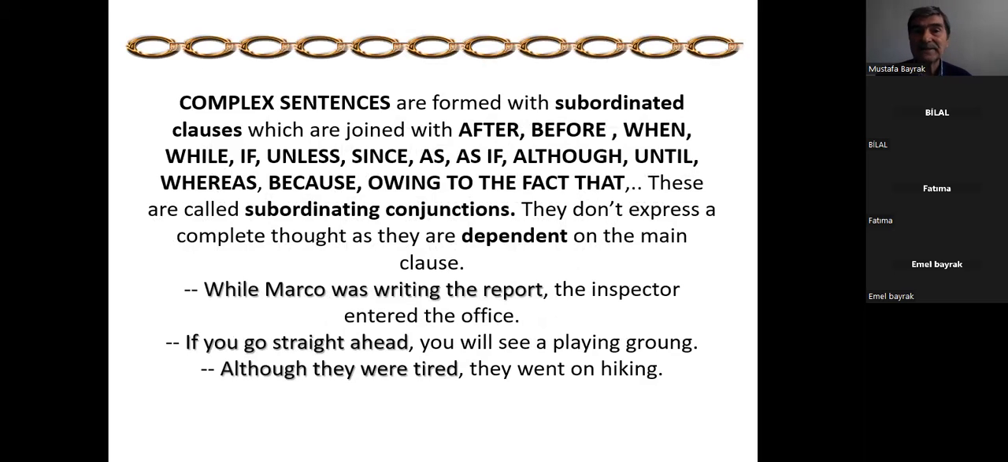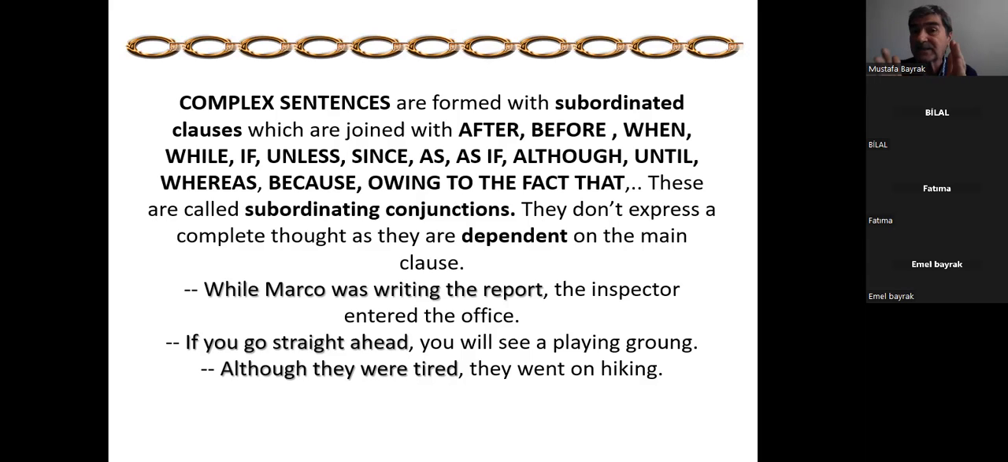Now, what about complex sentences? They are formed with subordinated clauses which are joined with after, before, when, while, if, unless, since, as if, although, until, whereas, because, owing to the fact that. So they don't have a complete message in them.